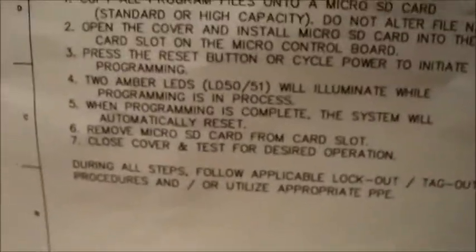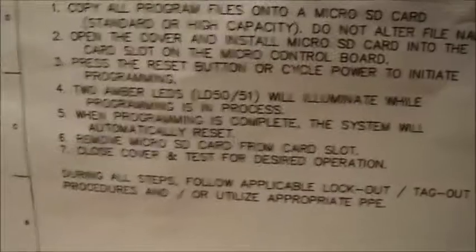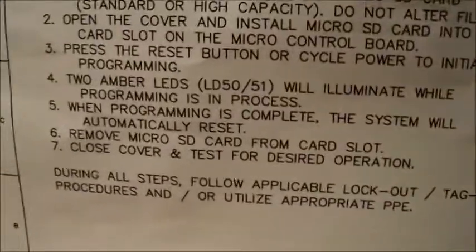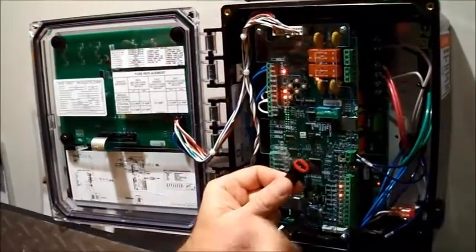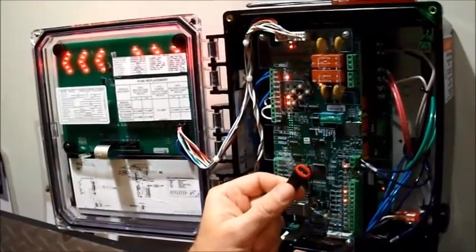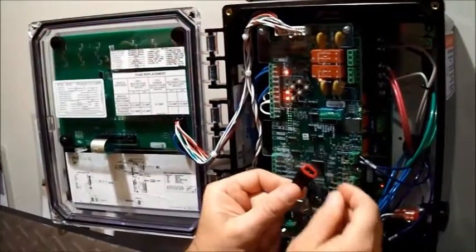Through all of this, make sure you're following any appropriate lockout tagout procedures in your area that your customer has or your own company. So the first thing we do, we're at the control box. We just simply opened it up. Again, we're wearing any personal protective equipment that's required.